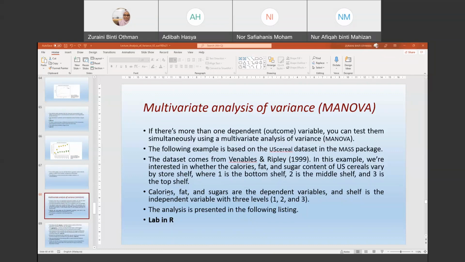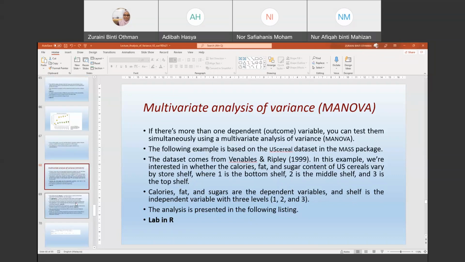Previously, in what we did before, we had only one dependent, right? One of the examples just now was the length of the toast, right? Okay, this is calories, the first one. Fat and sugar are dependents. Okay, and the shelf is the independent. Okay, meaning in the equation it is 1, 2 and 3. Okay, then we do the analysis.